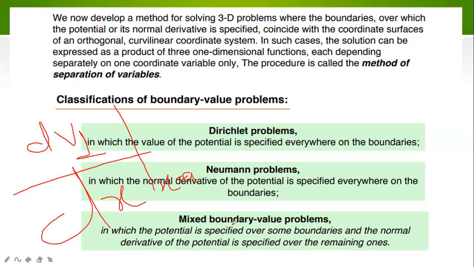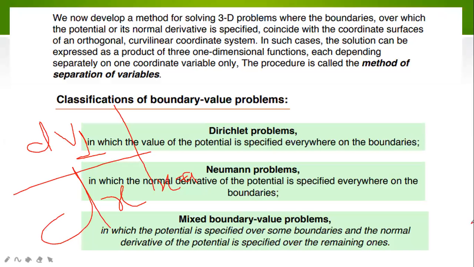The third one is mixed boundary value problems. Mixed boundary value problems mean we will calculate the potential as well as the derivative of the potential. Both things we will calculate, then we will move ahead. Okay, so these were some boundary value problems we can do with the method of images, and so we can get some results also.